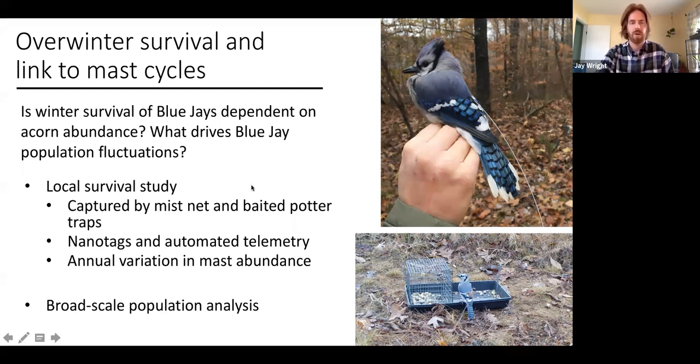And then over the course of 3 years of this study, there was some annual variation in acorn abundance. So we'll start to get an idea of whether survival in each year was dependent on the acorn abundance of that fall. And then the second way I'm looking at this is a bigger, broad-scale population analysis that's using long-term data sets.